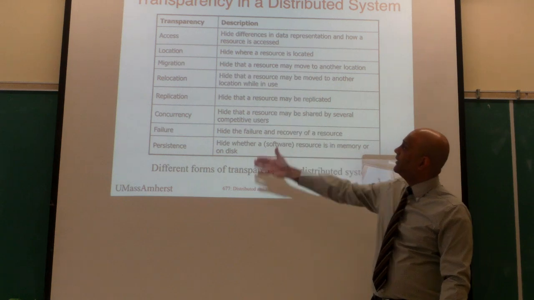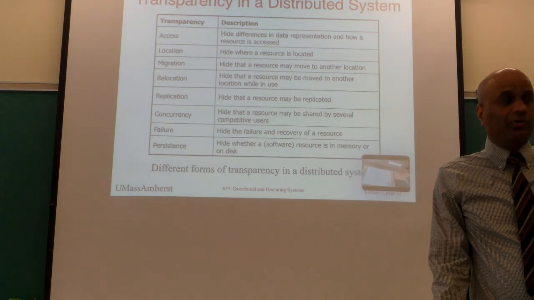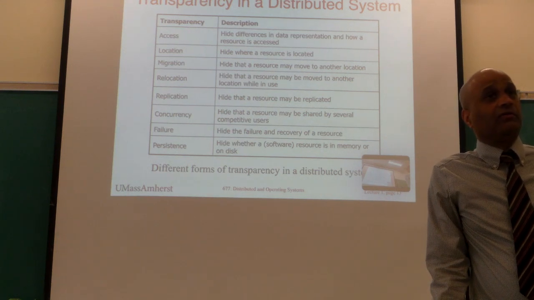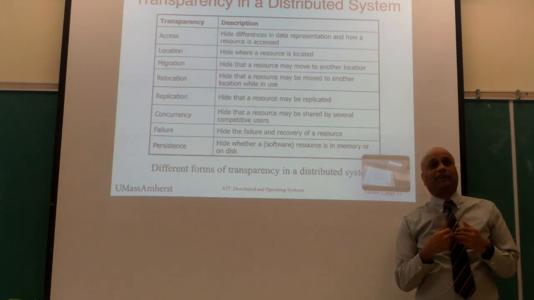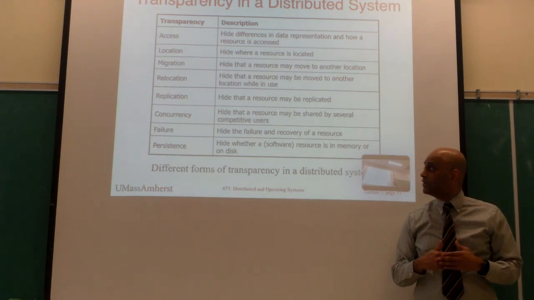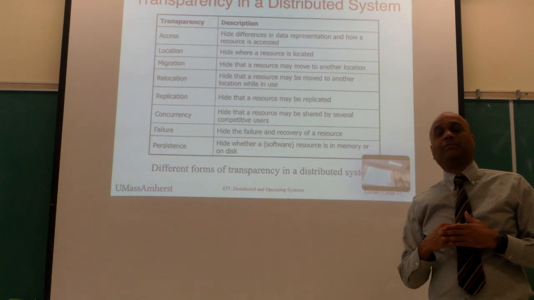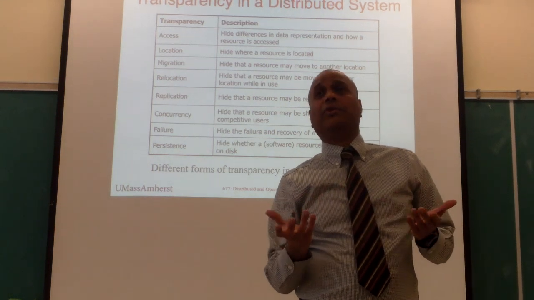But these are some dimensions that you can decide in terms of what attributes or properties of the system you expose and what you don't expose. Replication transparency says you don't expose the fact that the system uses replication. Location transparency says you don't expose the location of where a resource is from the user.